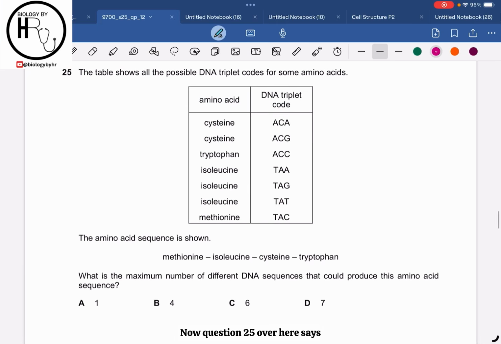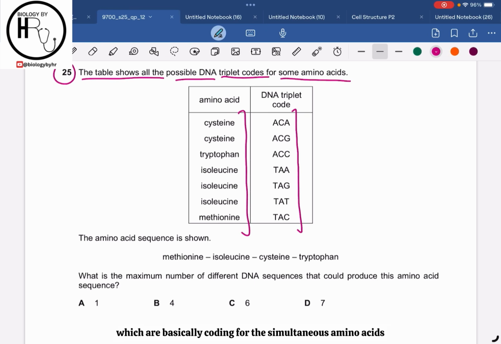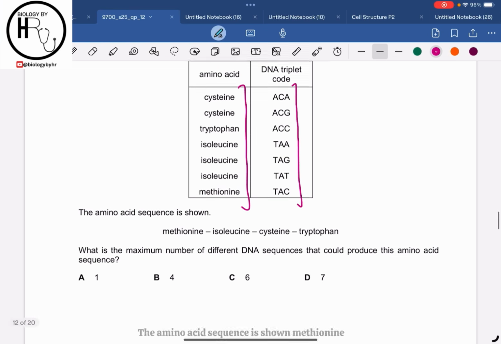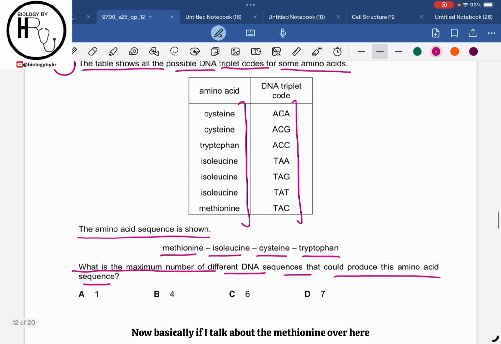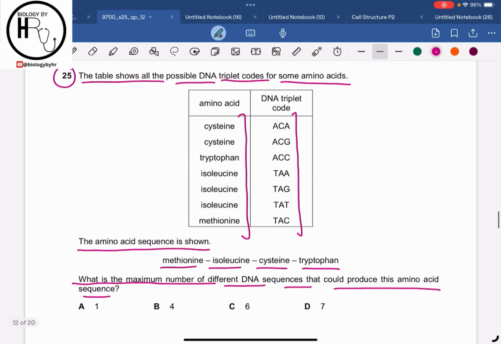Question 25 says that the table shows all the possible DNA triplet codes for some amino acids. These are some of the DNA triplets which are coding for the respective amino acids. The amino acid sequence is shown: methionine, isoleucine, cysteine, tryptophan. What is the maximum number of different DNA sequences that could produce this amino acid sequence? If I talk about methionine, we know that methionine is formed by TAC.